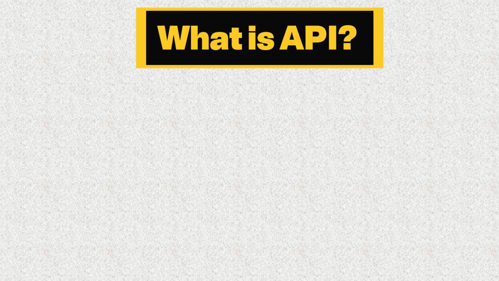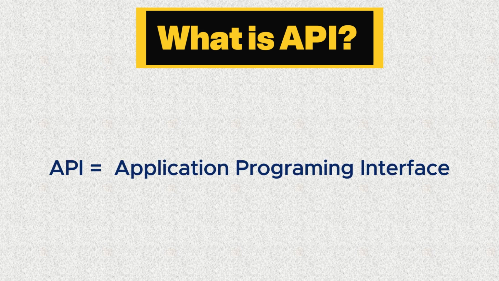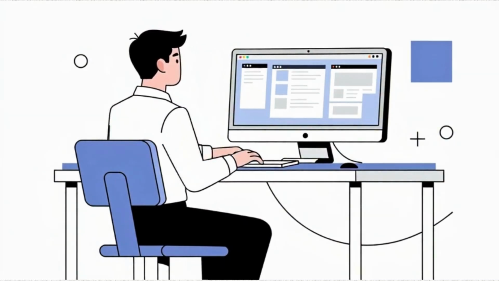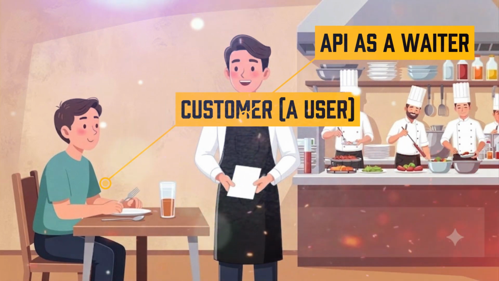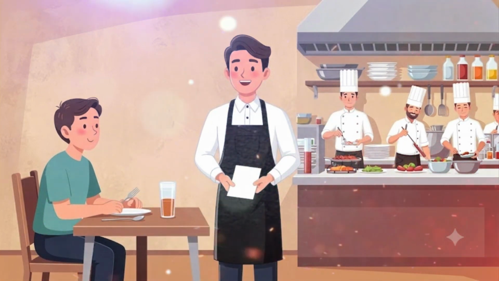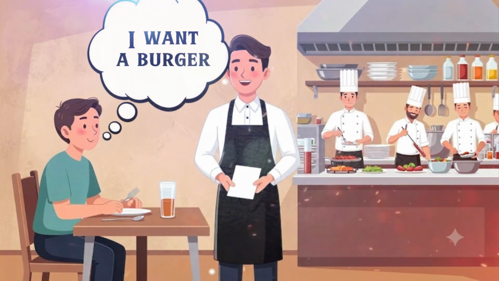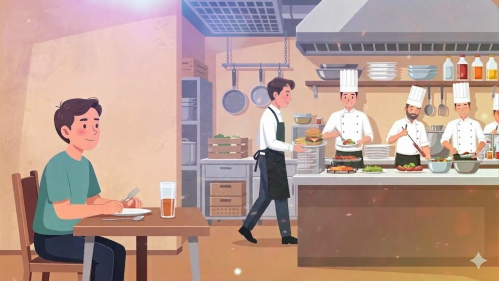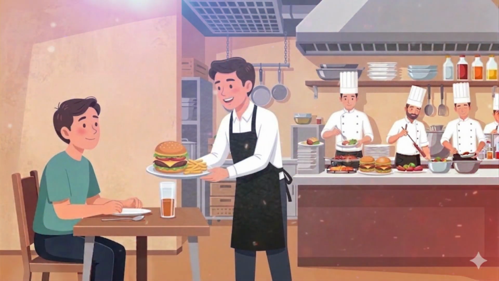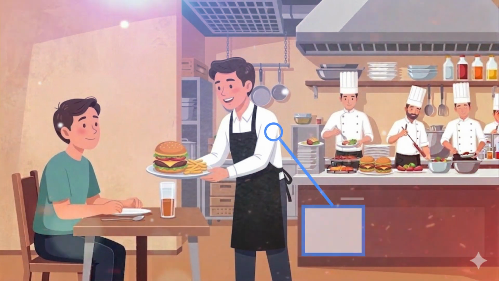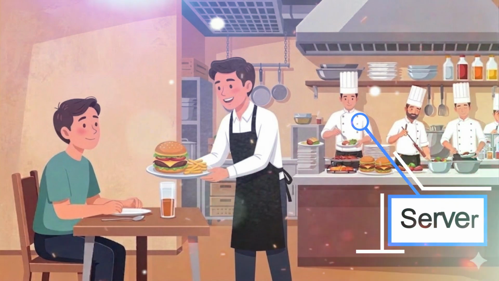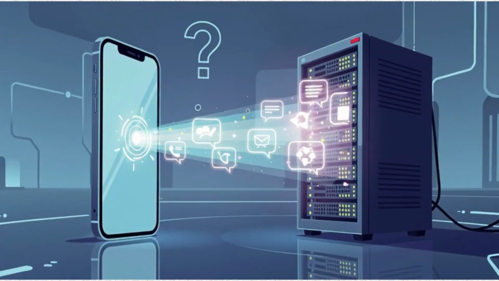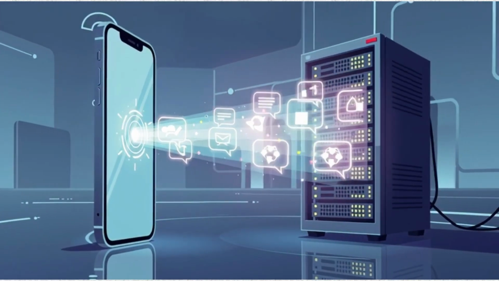First, let's understand API. API equals Application Programming Interface. But let's make it simple. Think of API as a waiter in a restaurant. You are a customer, user. You don't go into the kitchen. You tell the waiter, I want a burger. The waiter goes to the kitchen, takes your order, and brings food back. We can understand it like this: the waiter is API, you are app or user, and the kitchen is server, where data lives. So API is just a messenger between app and server.